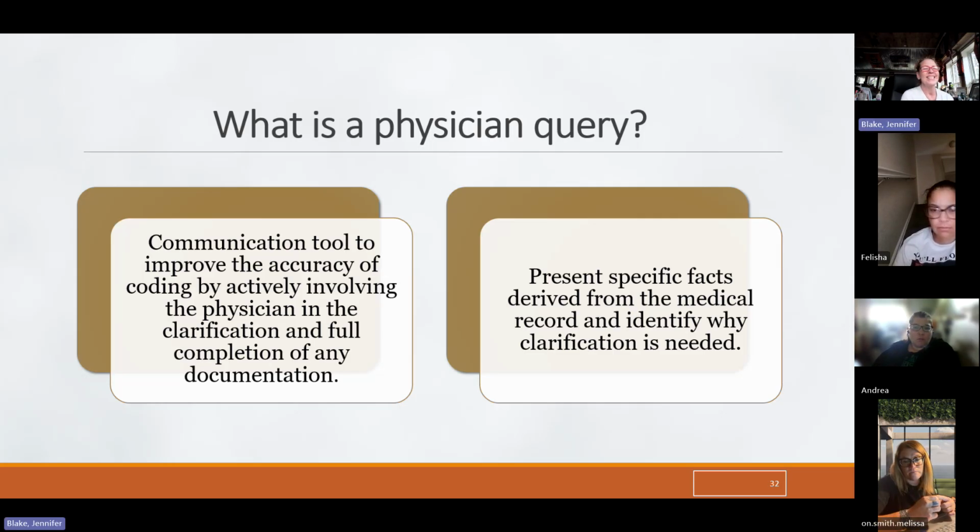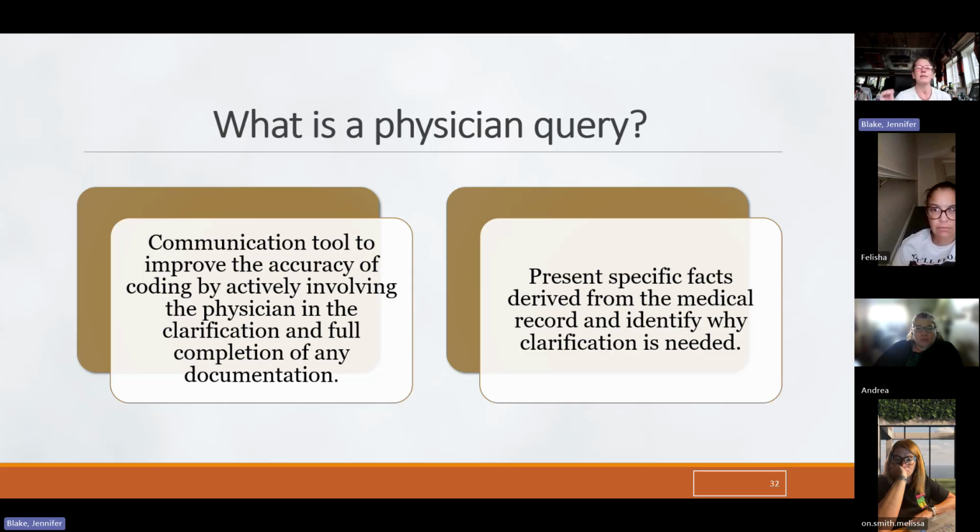Okay. So what is a physician query? Again, this is my world. I do it every day. So physician queries, I love them. You are communicating to providers to try to get a complete picture of what went on. I always tell the providers, this is your diary. So make sure it captures everything, because I'm not in the room with them and the patient. So I don't know what happened.